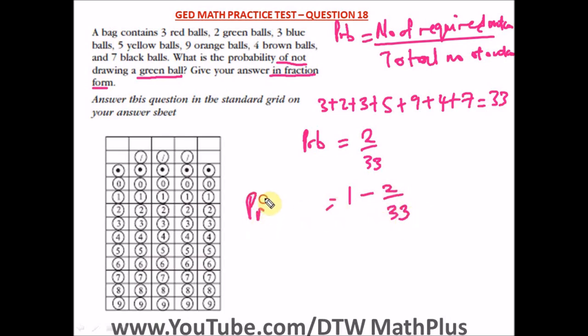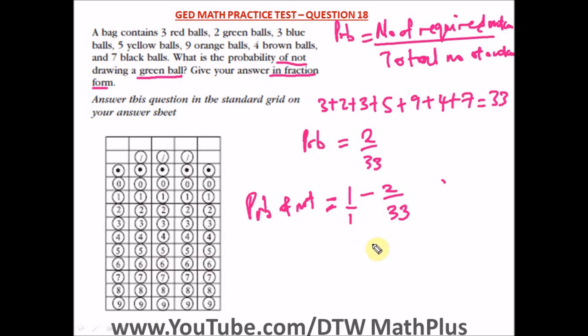All right, that's the probability of not, with 1 minus 2 over 33. So whenever you see any question asking the probability of something not happening, it is 1 minus the probability of that exact thing happening. All right, so that is in probability. This has some particular principles in probability. All right, so let us subtract this.